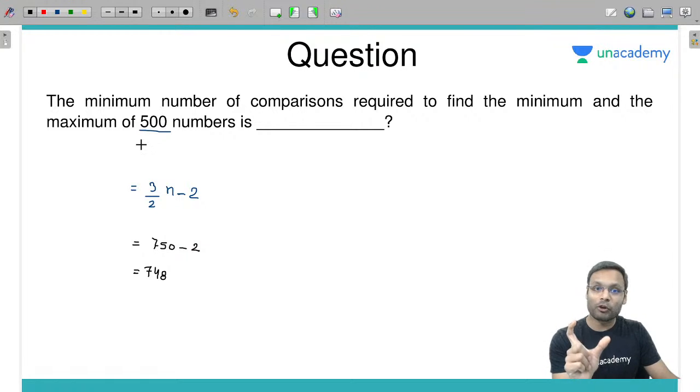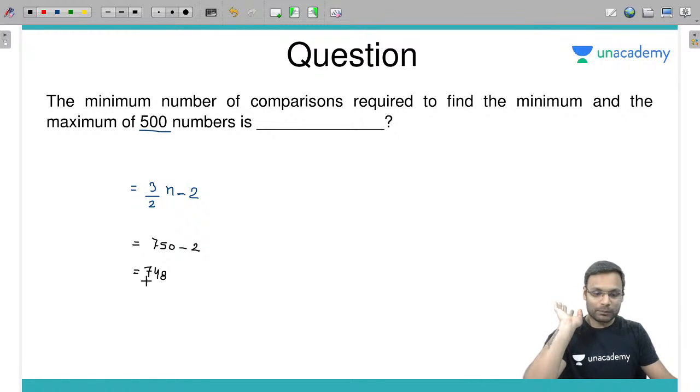This type of question they have asked in 2014 GATE exam, where they have given 100 numbers here. Minimum number of comparisons required to find minimum and maximum both of 100 numbers. Answer was 148. This particular type of question can be asked once again too.